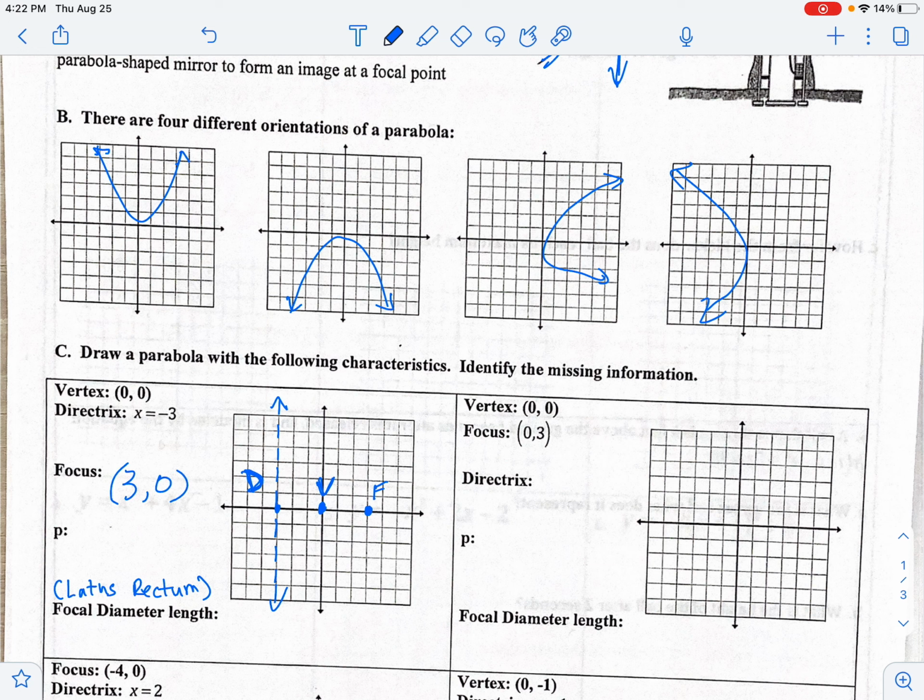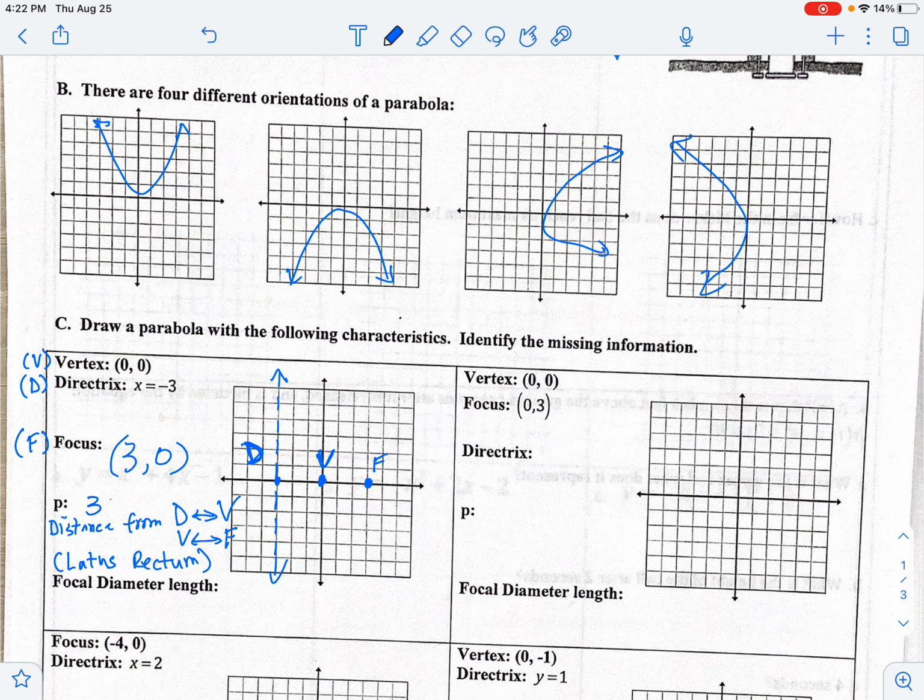And that distance, like we talked about, this distance from the directrix to the vertex, or even the vertex to the focus, should be the same number. That distance is p. So as a quick note, p is the distance from your directrix to your vertex, or it can be your vertex to your focus. I'm writing just initials because I don't have enough room, but V for vertex, D for directrix, F for focus.